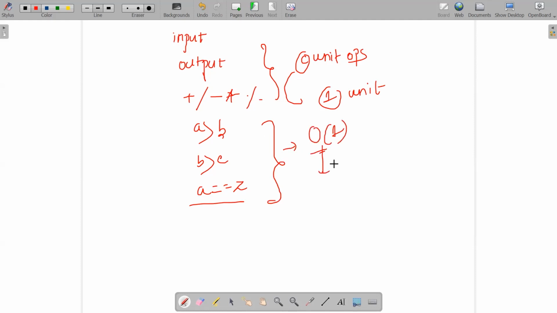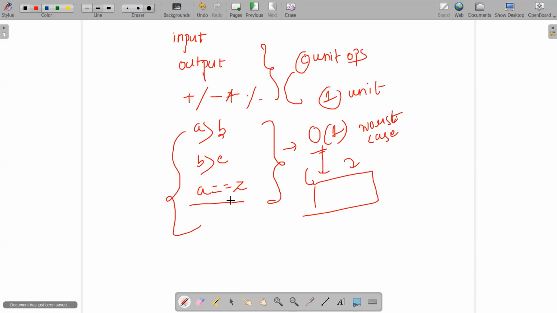Big O determines that, whatever the scenario, however large the data sets may be, even in the worst case, these things will be done by my CPU in no more than one unit operation. Let it be any large data sets, any kind of input. All these mathematical, logical, input, output, and any kind of basic operation we are doing can be done by my CPU in no more than big O of 1 time.